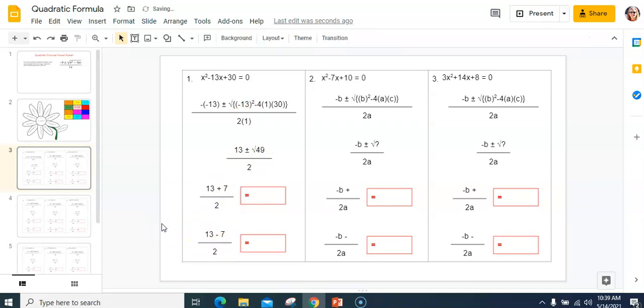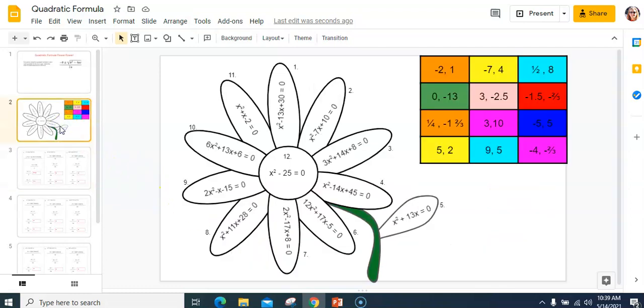So now you want to work the problem. 13 plus 7 is 20. 20 divided by 2 is 10. So come over here and put a 10. And then 13 minus 7 is 6. 6 over 2 is 3. So the two answers or solutions for this problem would be a 10 and a 3. Now go back and find 10 and 3, and here it is. So we know problem 1's petal needs to be this purplish color.